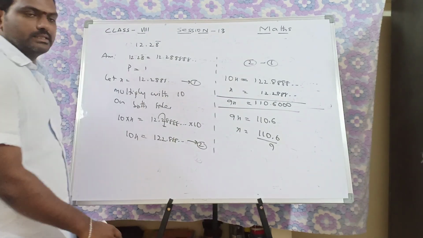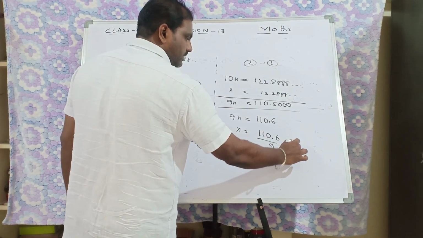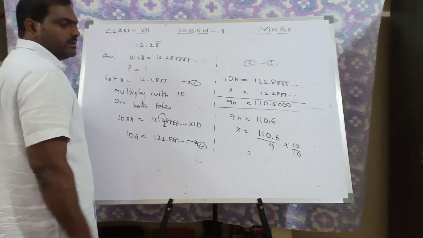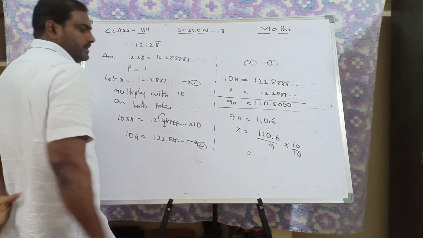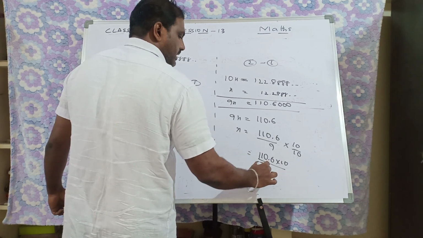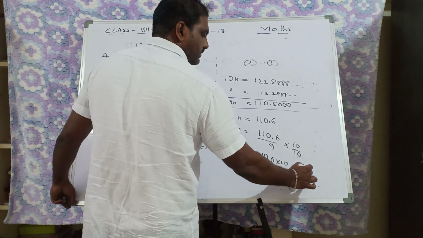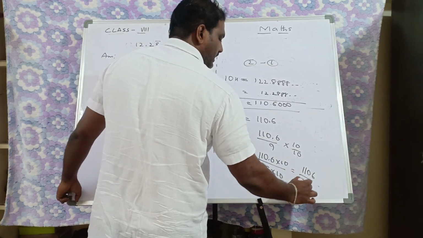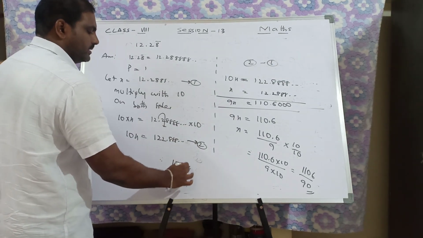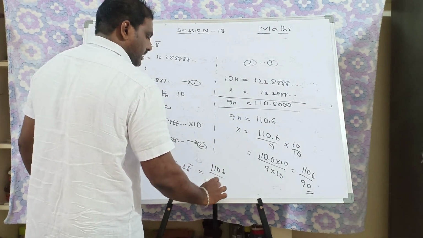So don't stop at this stage. Still we have to do one more step. What is that step? Yes, multiply with 10. Only 10. Why only 10? Because after decimal we have only one digit. So that's why I have to multiply with 10. So what I'll get? 110.6 into 10 by 9 into 10. How much I will get? So this will be shifted to that side. I will get 1106 by 90. That is the answer. So therefore, conclusion, 12.28 bar is equals to 1106 by 90.